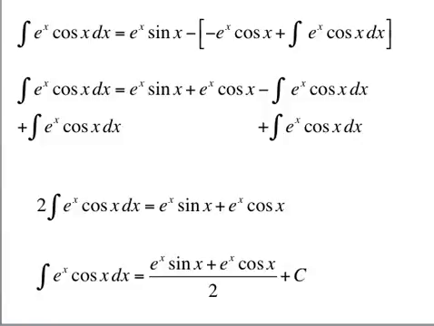The problem required integration by parts twice, and then adding the integral to both sides of the equation to get the solution. And that will conclude this lesson.